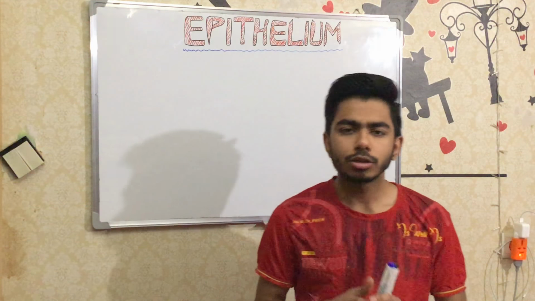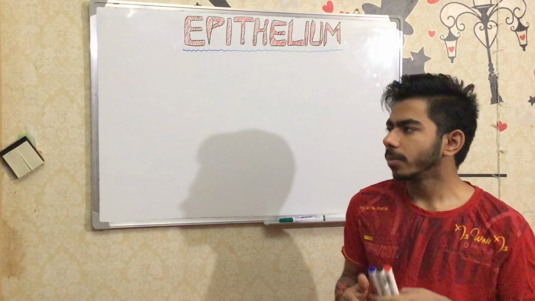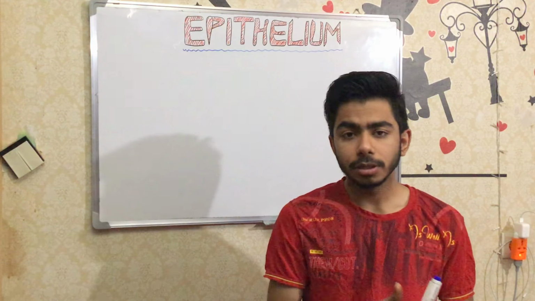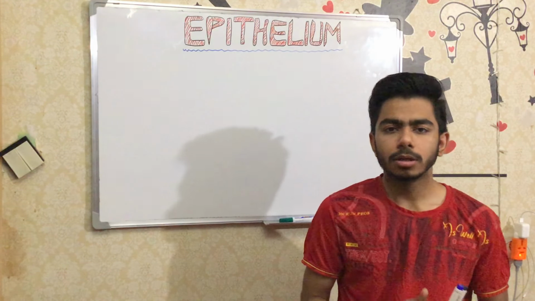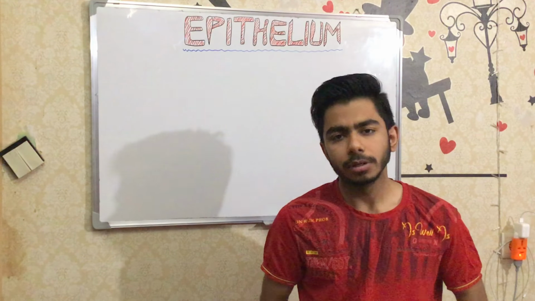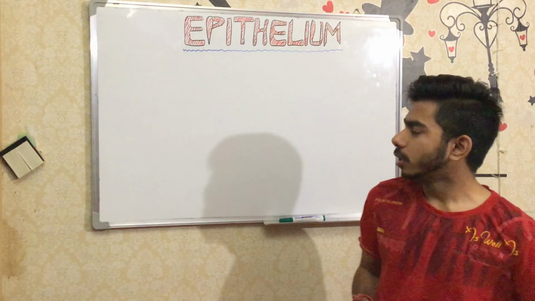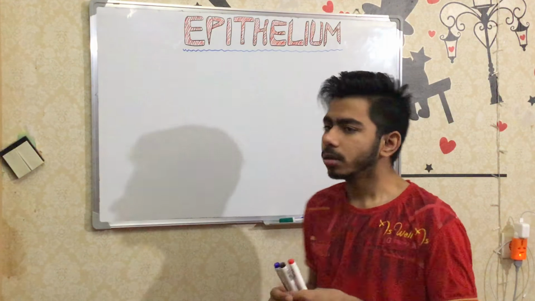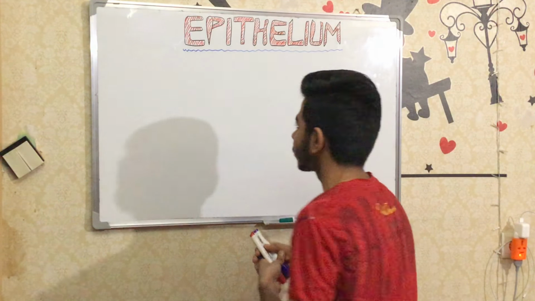And in this section, I will be talking about the details of the epithelium: what structures are present over the apical surface of the epithelium, what structures are present in the lateral surface, and the basal surface of the epithelium. So now let's try to understand this concept with the help of diagrams.